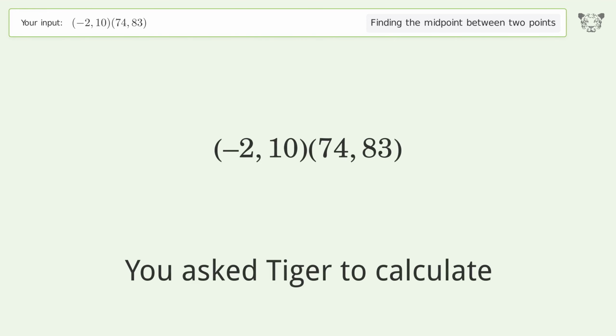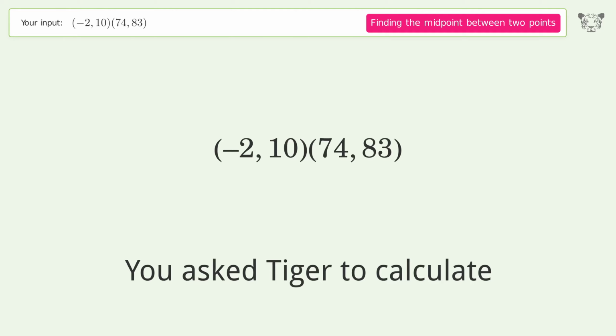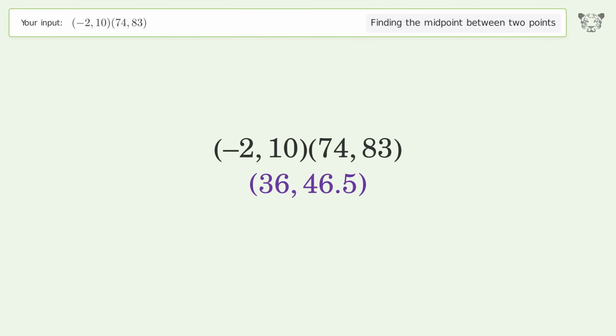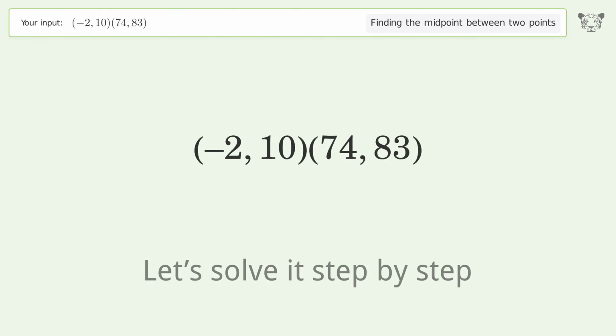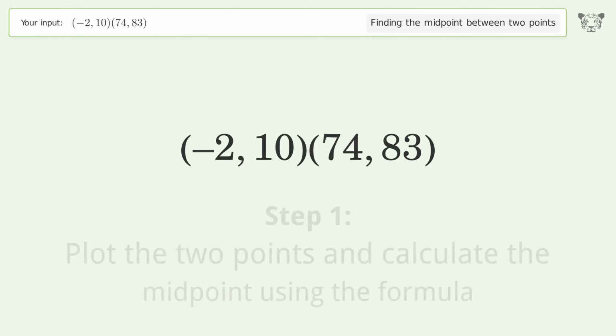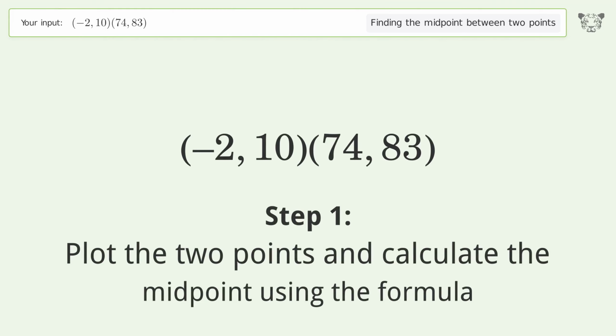You ask Tiger to calculate. This deals with finding the midpoint between 2 points. The midpoint between the 2 points is 36, 46.5. Let's solve it step by step. Plot the 2 points and calculate the midpoint using the formula.